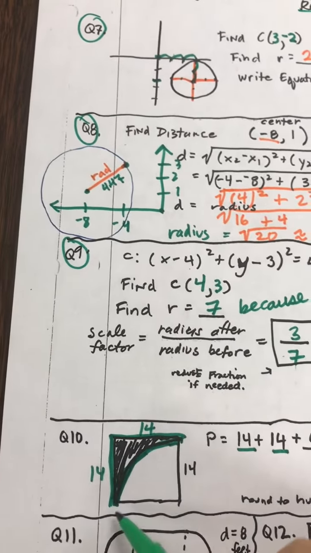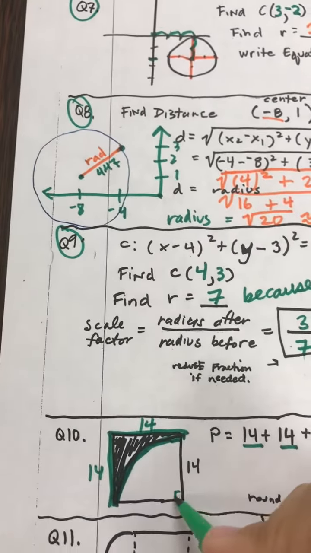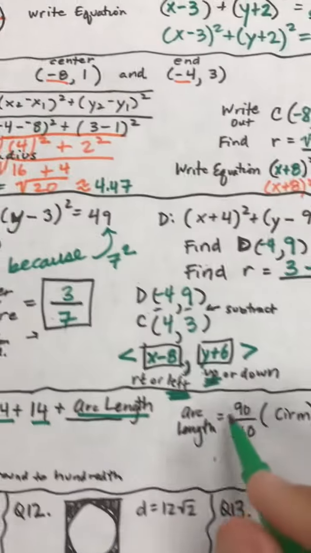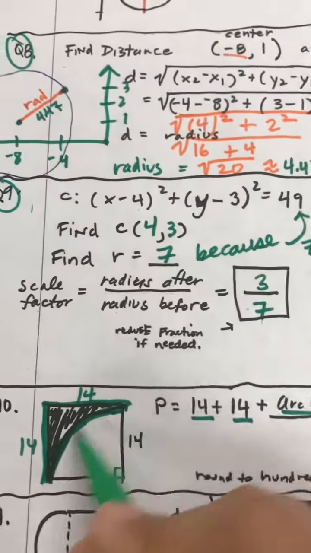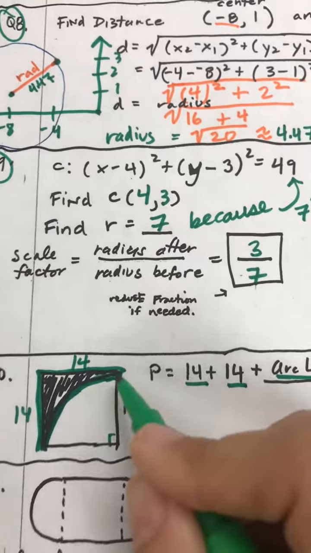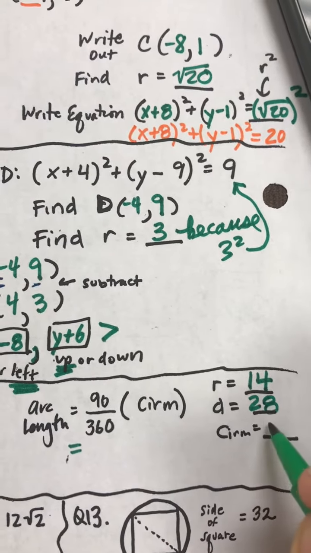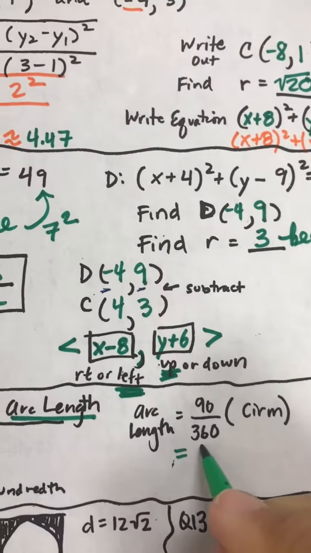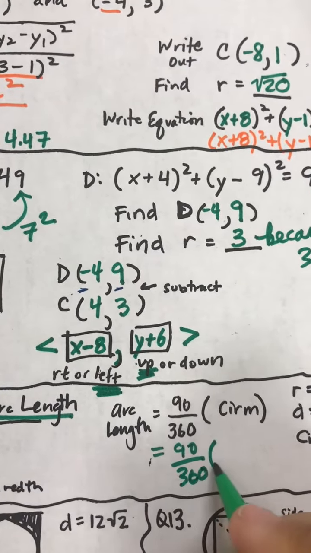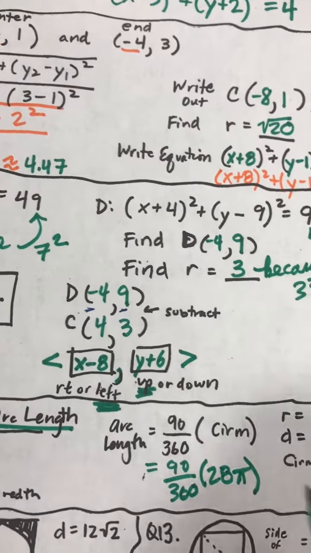Notice we don't see it drawn, but there's a circle here, and I'm just using a quarter of that circle. So my arc length is a quarter, or 90/360, of whatever my circumference is. I don't want the whole circumference, I just want that portion of it. So my radius would have to be 14, diameter 28, and circumference 28 pi. So I want this portion of the circumference. Let's figure out what that would be.